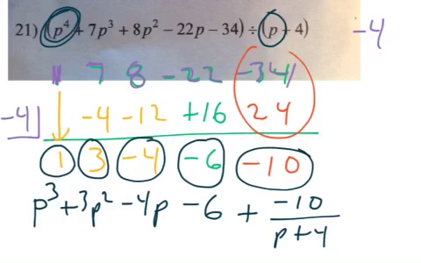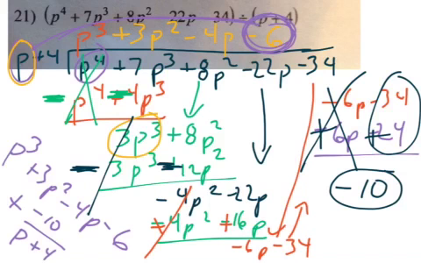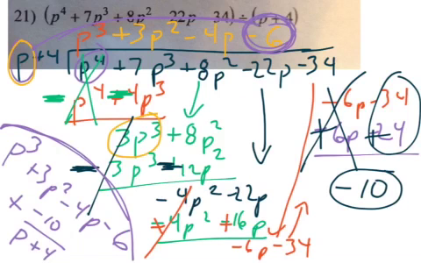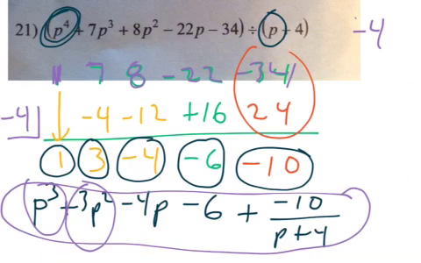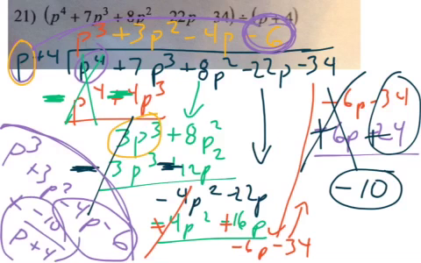Okay, and hopefully you notice my answer should match my answer over here, right? Bottom left corner there. Let's see, p cubed plus 3p squared, -4p minus 6 is right there, right? And of course, my remainder again was -10, wasn't it?